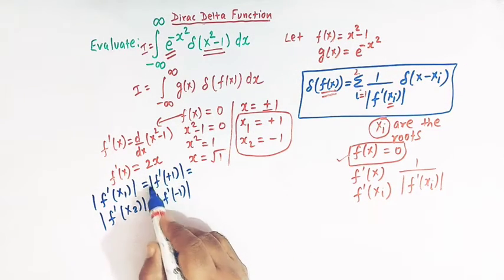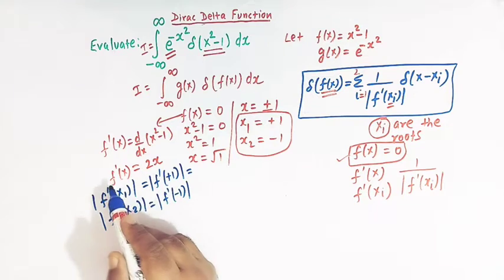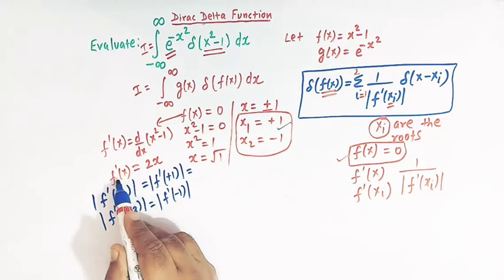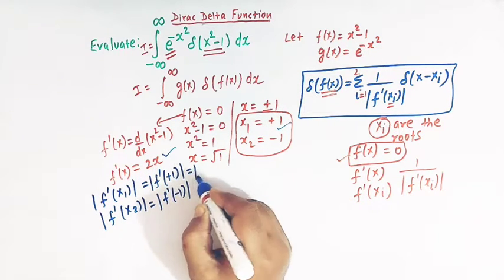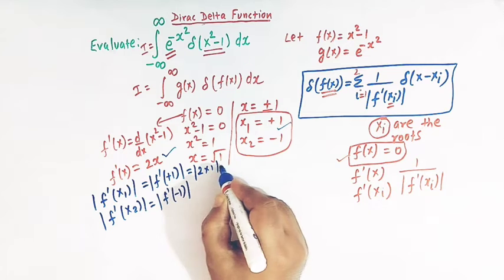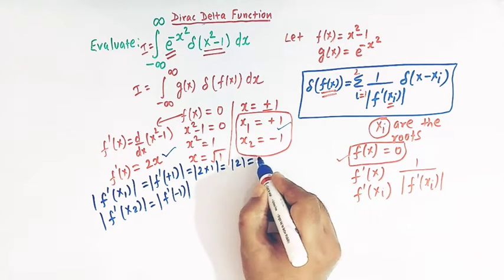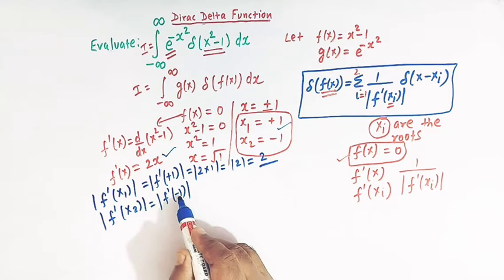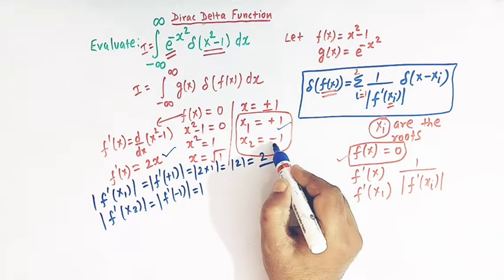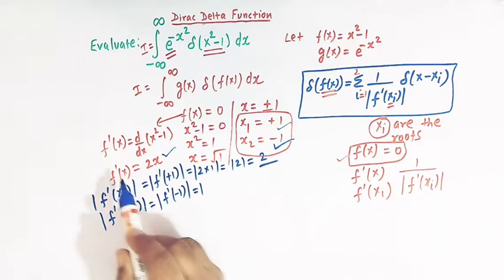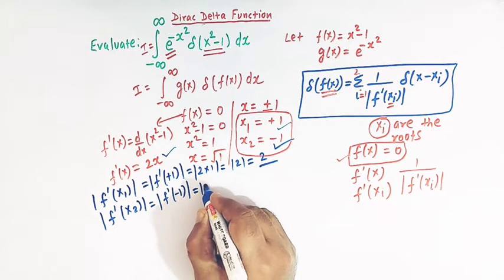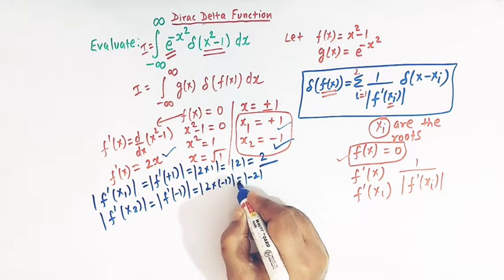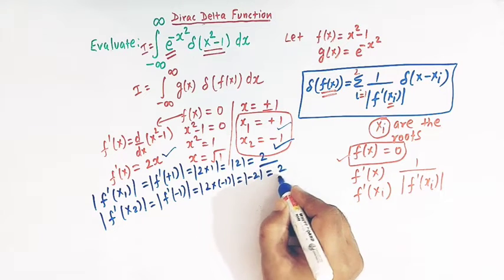So here, mod of f prime of 1, right? When we take x equal to 1 in this expression, we have mod of 2 times 1, that is mod of 2, that is simply 2, right? And when we find mod of f prime of minus 1, we take x equal to minus 1 in this expression. So we have 2 times minus 1, that is mod of minus 2. So this is simply 2, right?